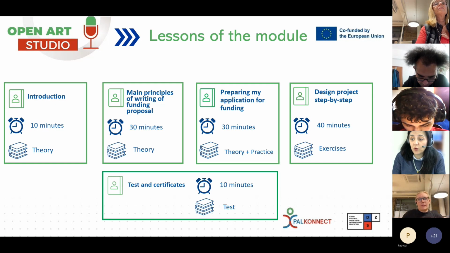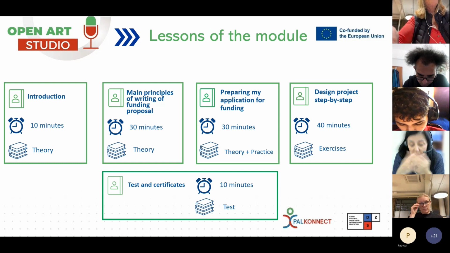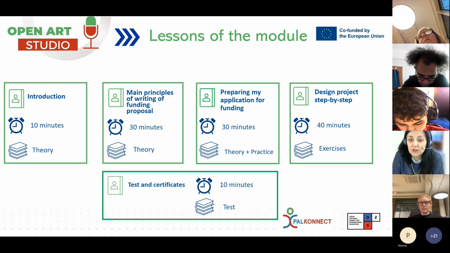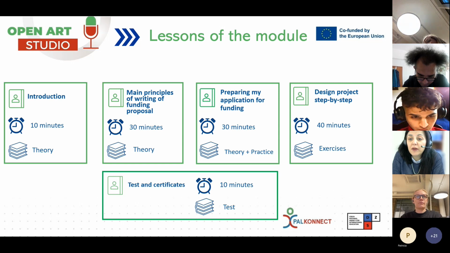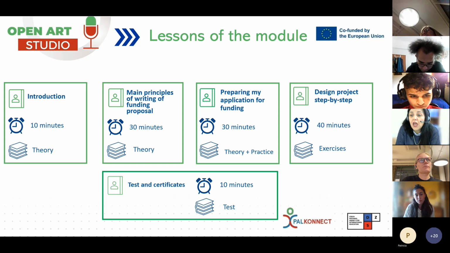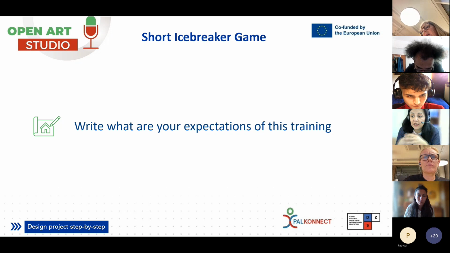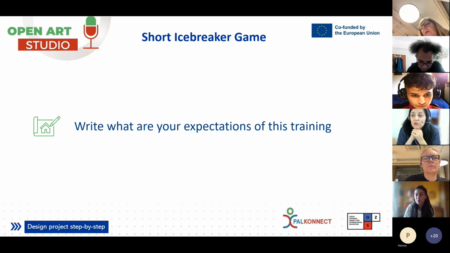So the lessons of the module. We have an introduction session, which is about 10 minutes in theory. We have the main principles of writing funding proposals, which is 30 minutes of theory. We have preparing my application for funding, which is 30 minutes, with theory and practice. Design project step by step, which is actually our exercise, and we are going to need about 40 minutes for it. Then test and certificates.